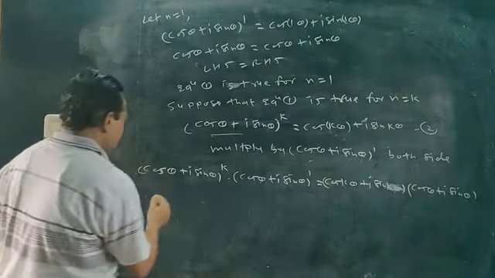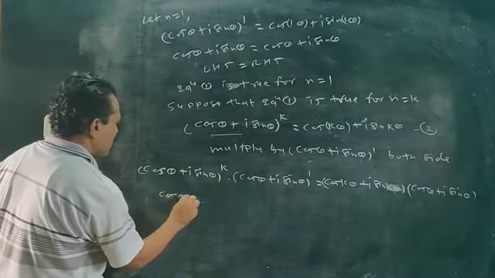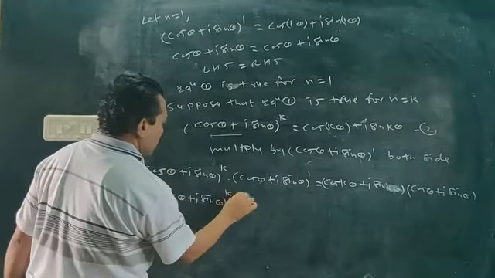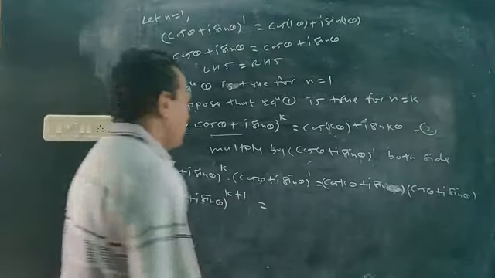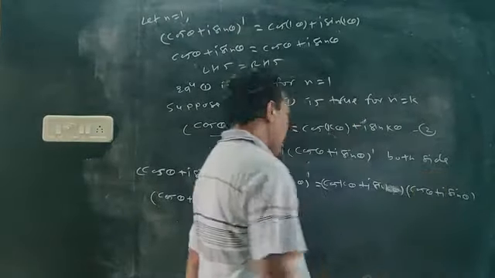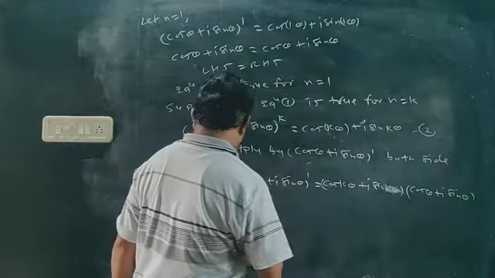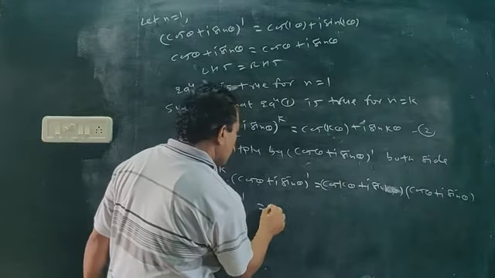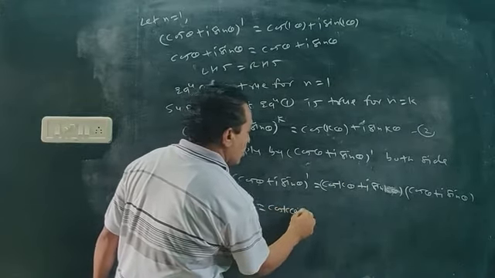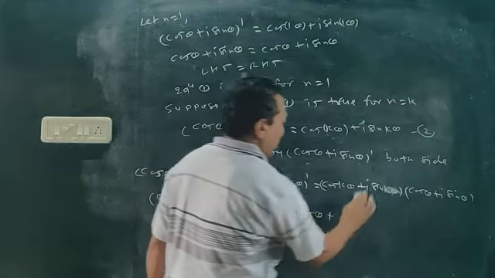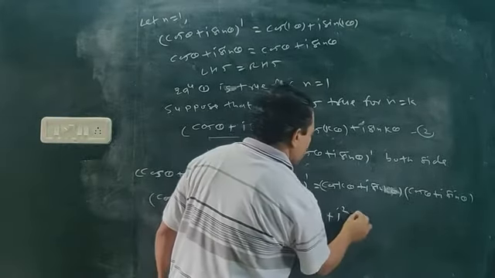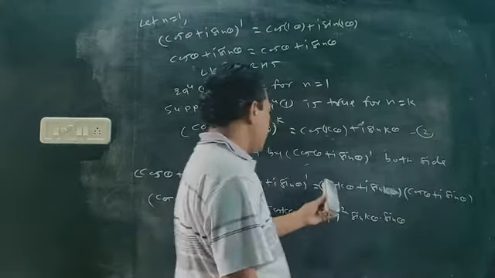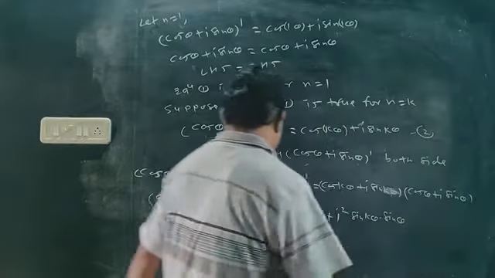Okay, now here you get (cos theta plus I sin theta) raised to power k plus 1. Now the right side, actually multiply. Here also k plus 1. So multiply: cos into cos, cos k theta into cos theta, I into I, I square, sin k theta into sin theta. First term, second term.